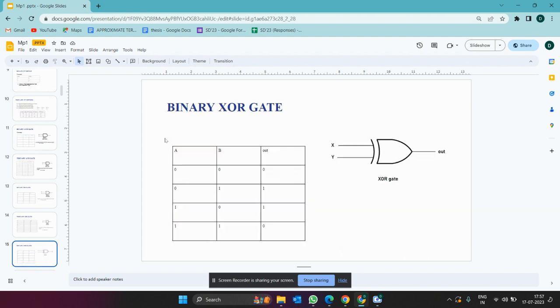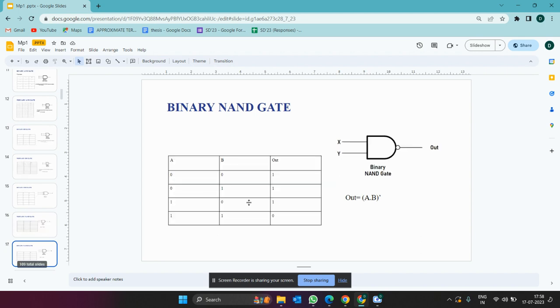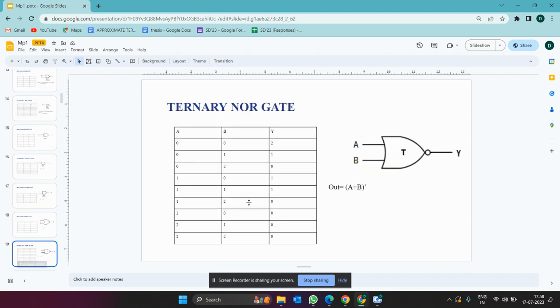And this is the binary OR gate. Here for 0 0 we get 0. We don't have any XOR gate in ternary logic. These are the remaining gates. We have considered six gates, that is AND, OR, NOR, NAND, and XOR gates.